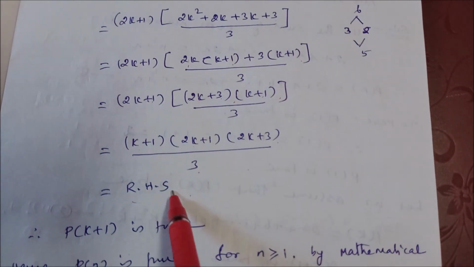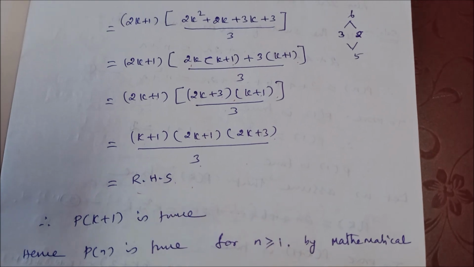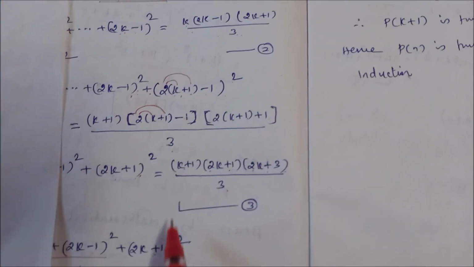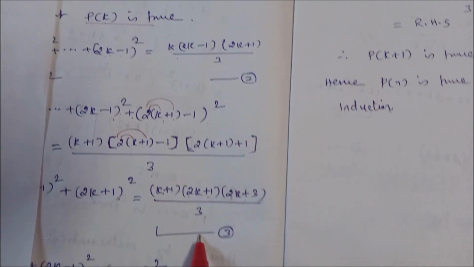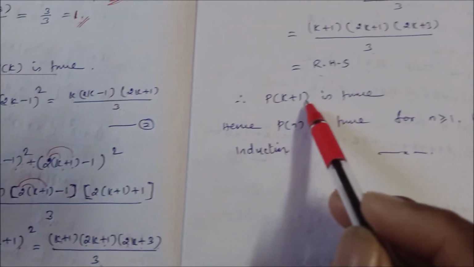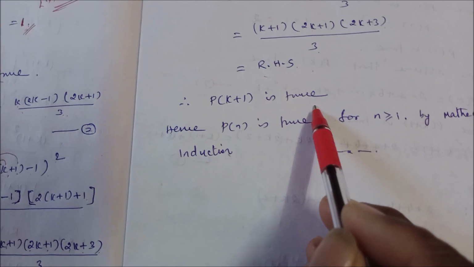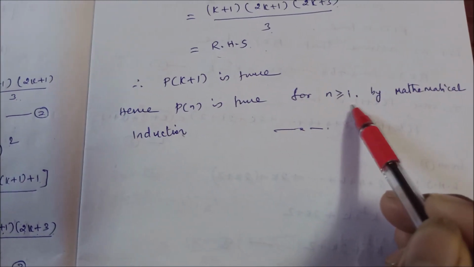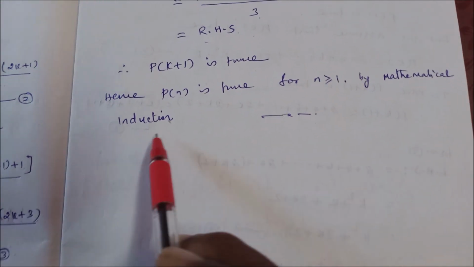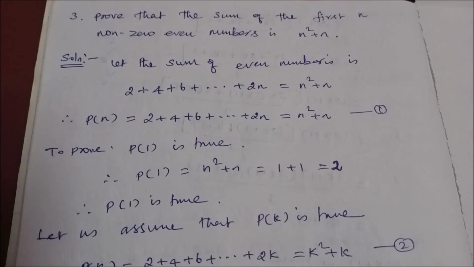This matches the RHS term for k plus 1. Hence LHS equals RHS. So P of k plus 1 is true. Hence P of n is true for n greater than or equal to 1 by mathematical induction.